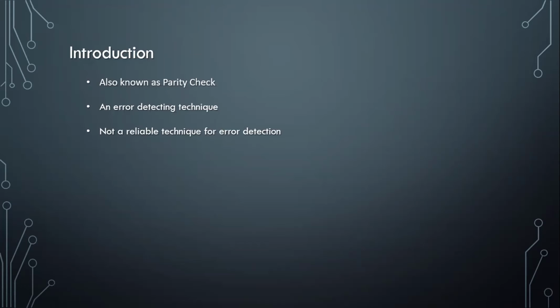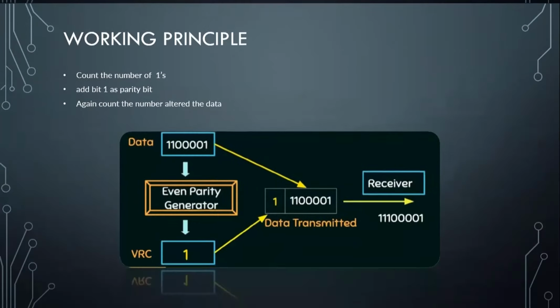VRC works only if an even number of bits is distorted, hence it is not considered a reliable technique for error detection. Working principle.